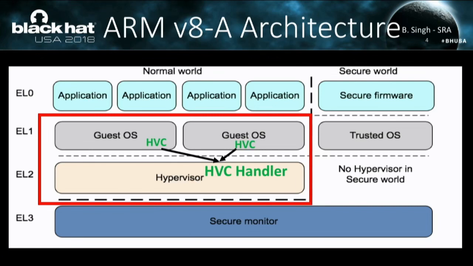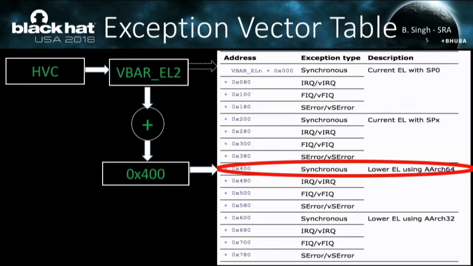The moment any exception occurs, the CPU executes its corresponding handler code. The location where these handler codes are stored is called the exception vectors, and these vectors are stored in a special table called the exception vector table. Every exception level has its own vector table. EL1 will have its own, EL2 will have its own, and similarly EL3. In this talk we will just talk about the EL2 exception vector table, because we are just talking about hypervisors.